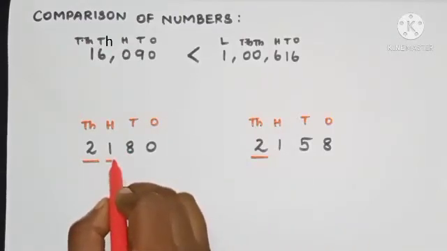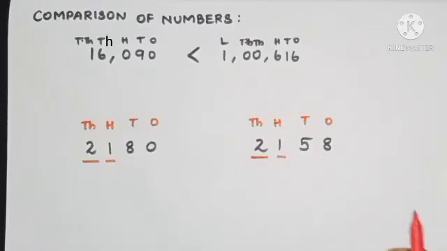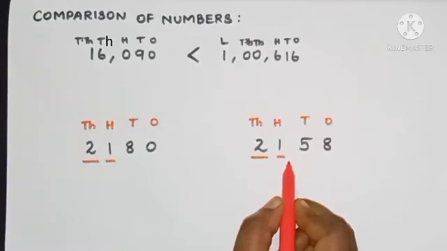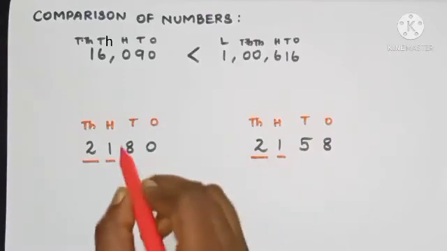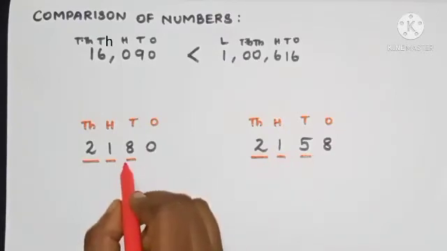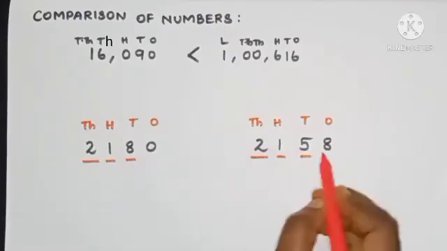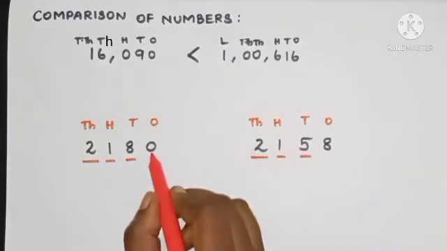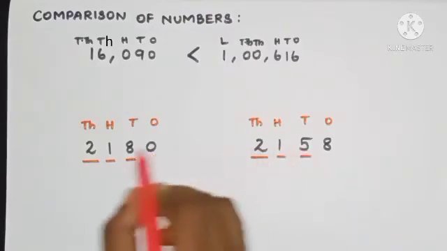Compare the hundreds place of two numbers. Again, the digit at the hundreds place of both numbers is the same. So we move on to the next step, the tens place. Here the tens place value is 8 and here the tens place value is 5. The digits at the tens place of both numbers are different.